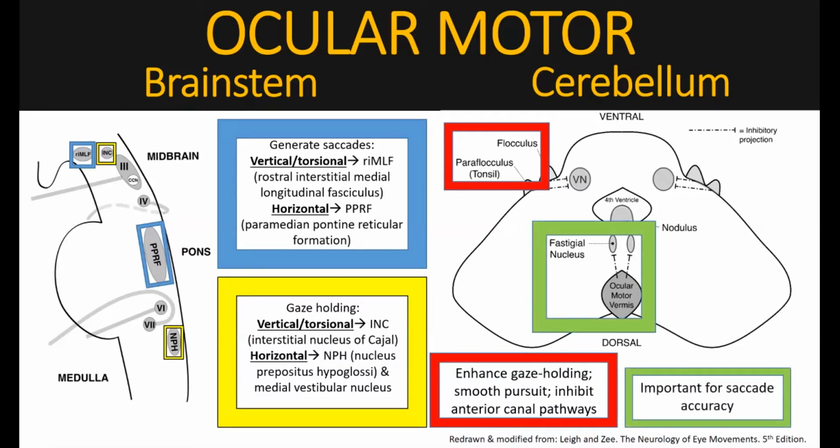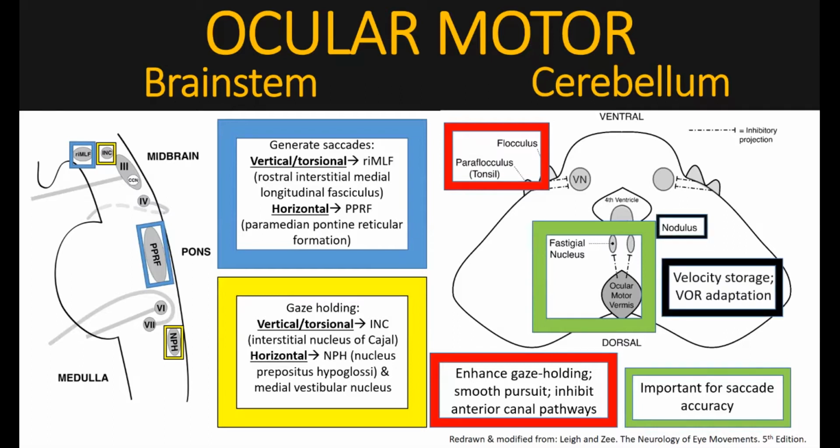What about the vestibulocerebellum? Now we're talking about saccade accuracy and the ocular motor vermis, which connects to the brainstem as well. All of these pathways are sort of interconnected, brainstem, cerebellum. These structures are good to know about because you can basically interrogate all of them at the bedside. And in doing so, you can localize the problem to a specific part of the brainstem, to a very specific nucleus located in the cerebellum, for instance. The nodulus, now we're talking about velocity storage and vestibulo-ocular reflex adaptation.